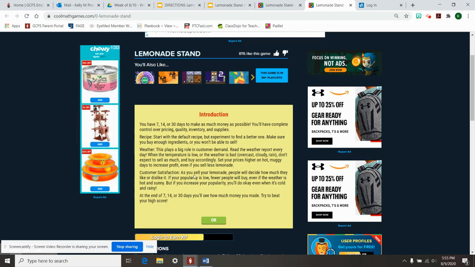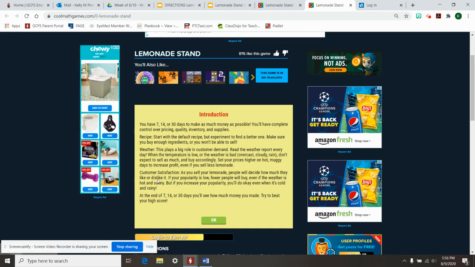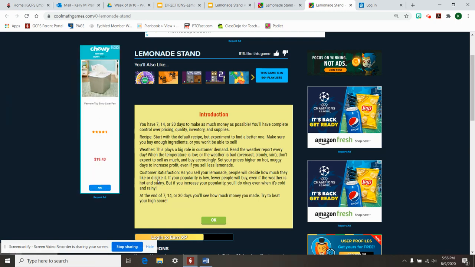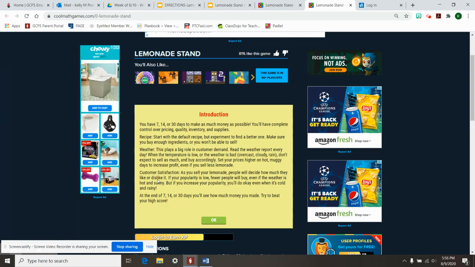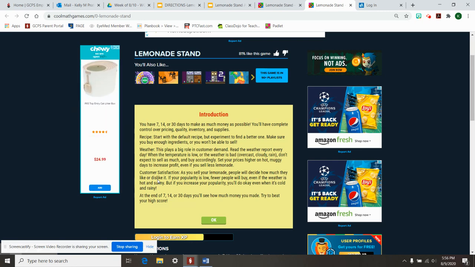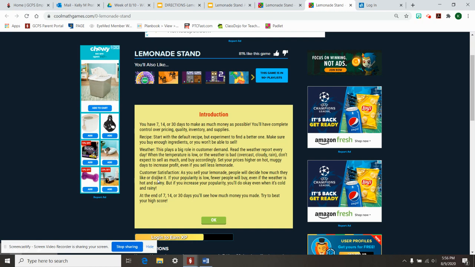Customer satisfaction. As you sell your lemonade, people will decide how much they like or dislike it. If your popularity is low, fewer people will buy, meaning if people say that it's not very good, there's not a lot of other people that are going to buy it, even if the weather is hot and sunny. So if people say, ooh, that lemonade stand is not any good, don't buy that, no matter if they're sweating and so thirsty, they're still not going to buy it. But if you increase your popularity, meaning more and more people are liking it and they tell more people, you'll do okay, even when it's cold and rainy.